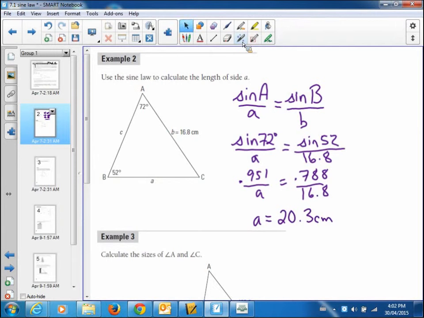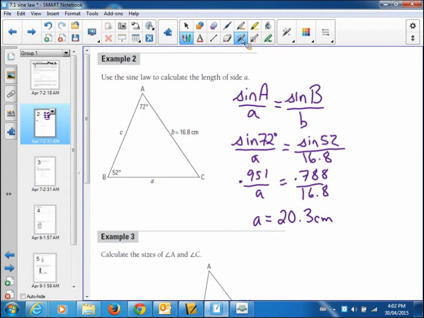By the way, it wasn't needed on this problem, but even though angle C wasn't given, you can easily find it with 180 subtract 52 subtract 72. That comes in handy sometimes, okay?